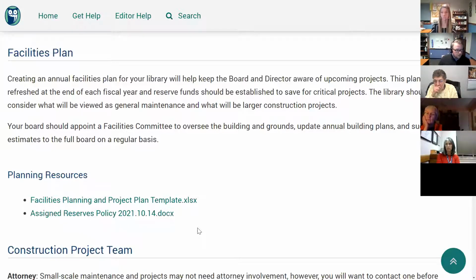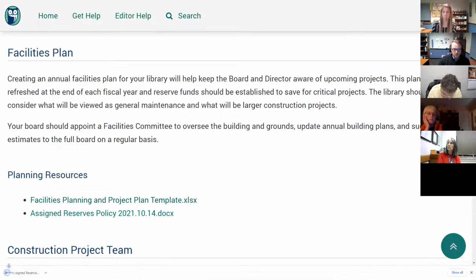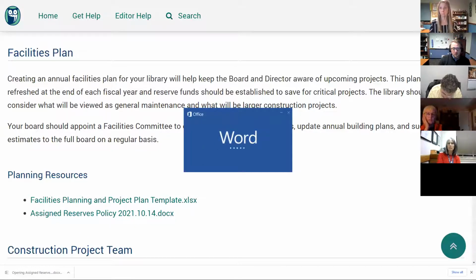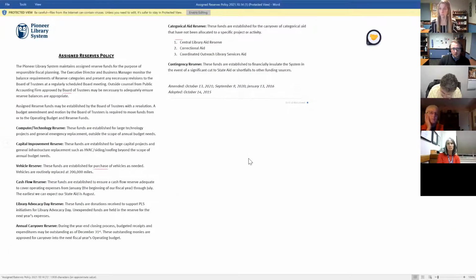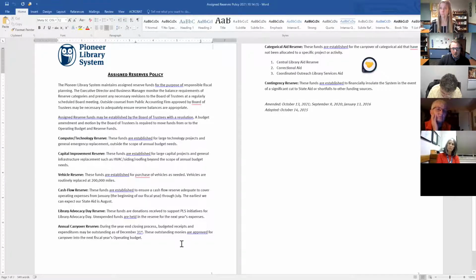So technically you can't have a rainy day fund. It has to have some type of definition that goes along with it. Any money that you have in reserve needs to be defined as what that means. In ours, we have a line down at the bottom because we created a contingency reserve fund because of our state aid, which you never know year to year what that is going to look like. So we have a contingency reserve. These funds are established to financially insulate the system in the event of a significant cut to state aid or shortfalls to other funding sources.